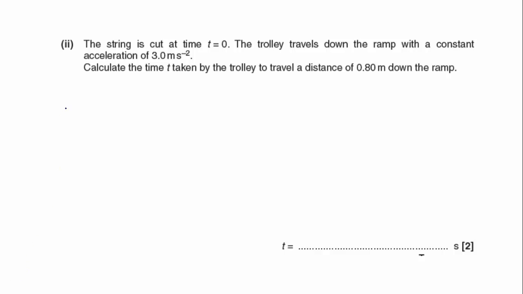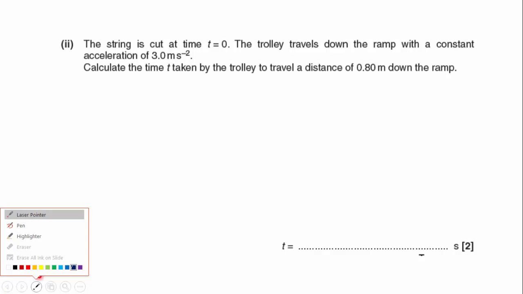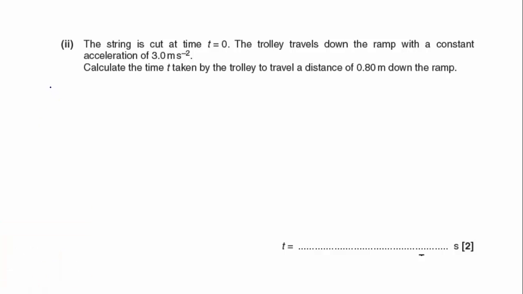So if we go on to part 2, here we're dealing with when the string is cut at time t equals 0. The trolley travels down the ramp with a constant acceleration of 3 meters per second squared, and we've got to calculate the time taken by the trolley to travel a distance of 0.8 meters down the ramp. So constant acceleration is screaming out for suvat.